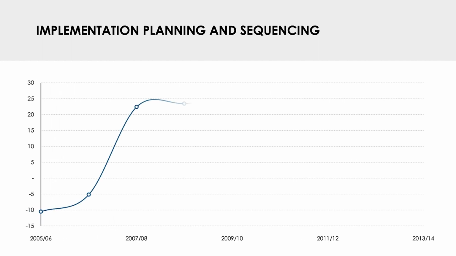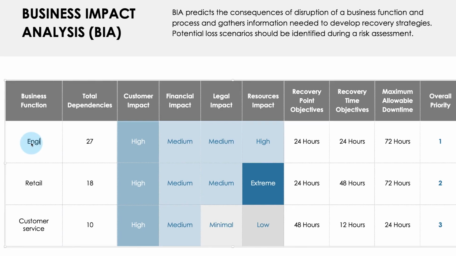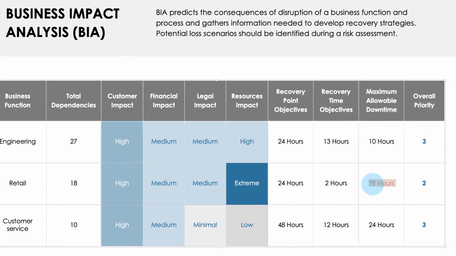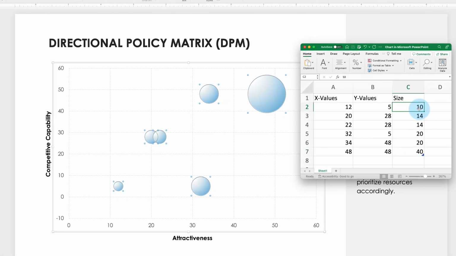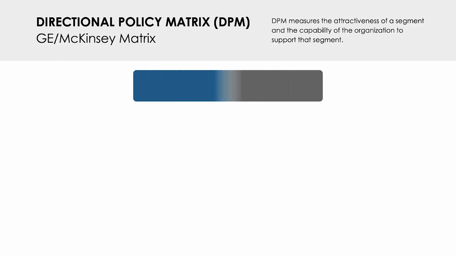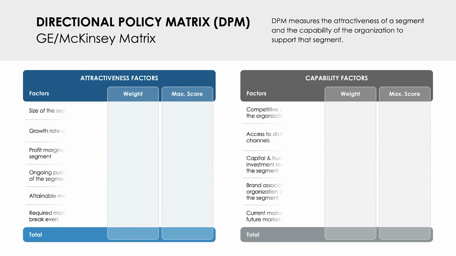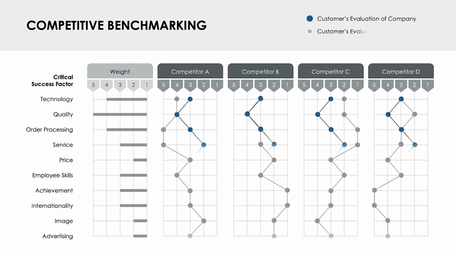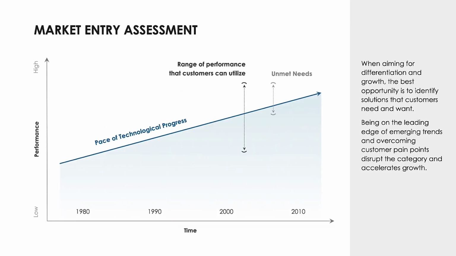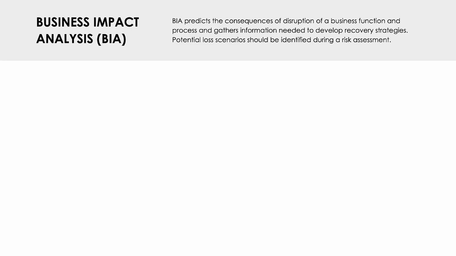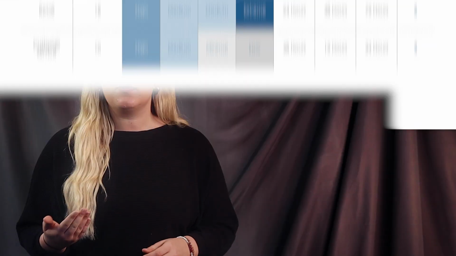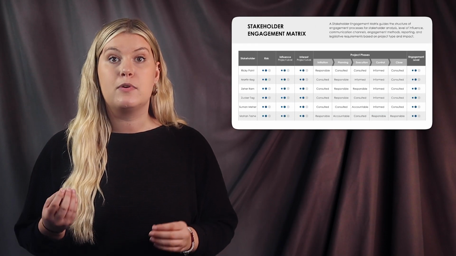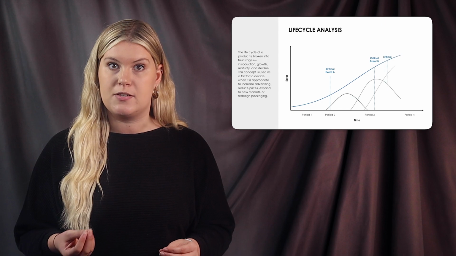Want ways to think through and solve any business problems? Our Business Strategies and Frameworks presentation is the latest of a 4-part collection that provides the best tools to find the perfect solutions. It includes slides for McKinsey Directional Policy Matrix, cost patterns, competitive benchmarking, market entry assessment, and stakeholder analysis, plus many more. Let's review how these tools work and how each one can inspire business strategies.